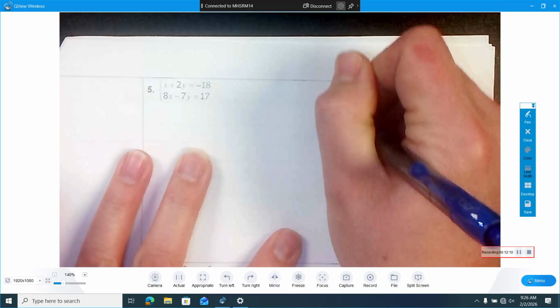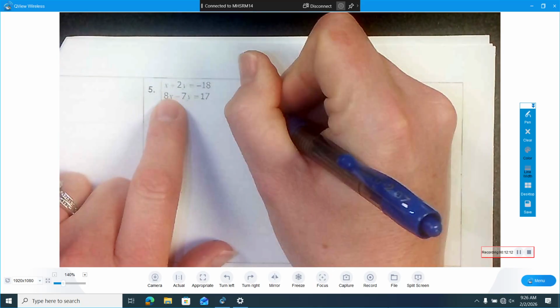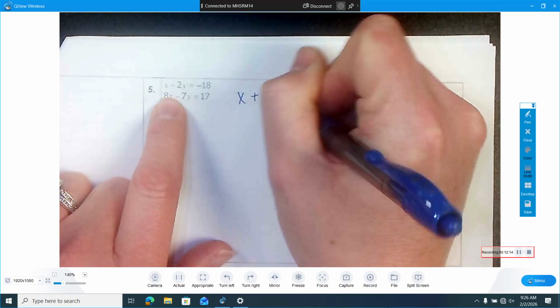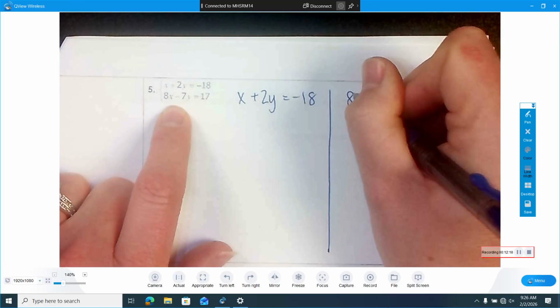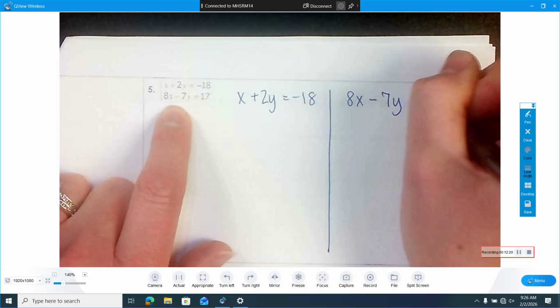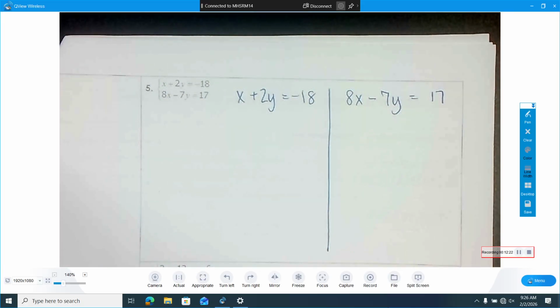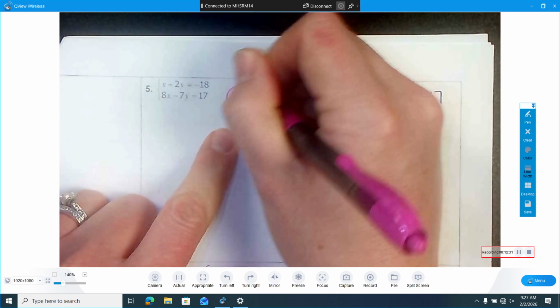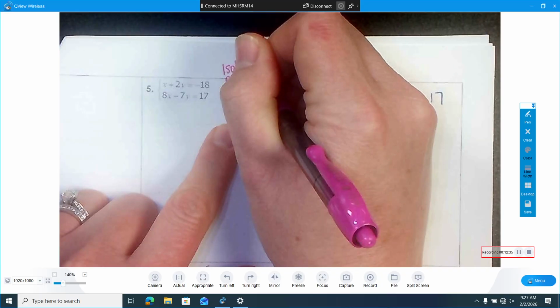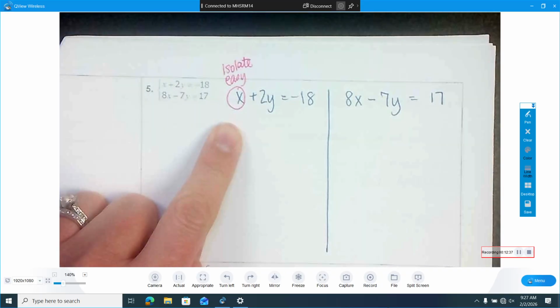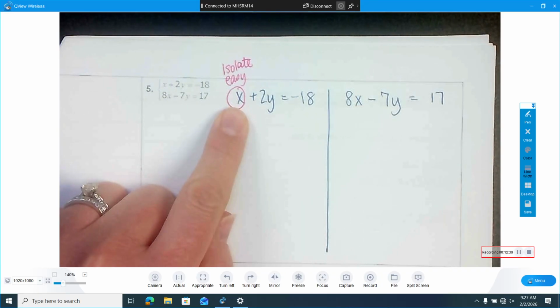2 columns. Top of one column, I have x plus 2y equals negative 18. And the top of the other column, I'm writing 8x minus 7y equals 17. Where's the nice, easy variable? Yeah, right here we have this nice, easy variable. We want to isolate this. Isolate that easy x. So that x wants to be alone. What do I need to get rid of?